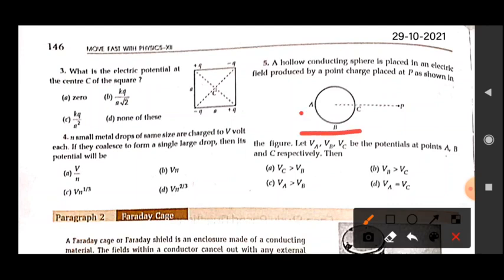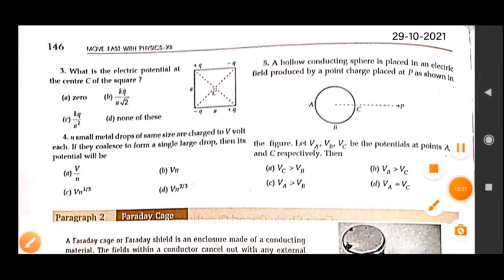Just now I told you the potential at every point on the surface will be the same. So if it will be the same, then VA must be equal to VB, VB must be equal to VC. It means that VA will be equal to VC here. So our option D is correct for this question.